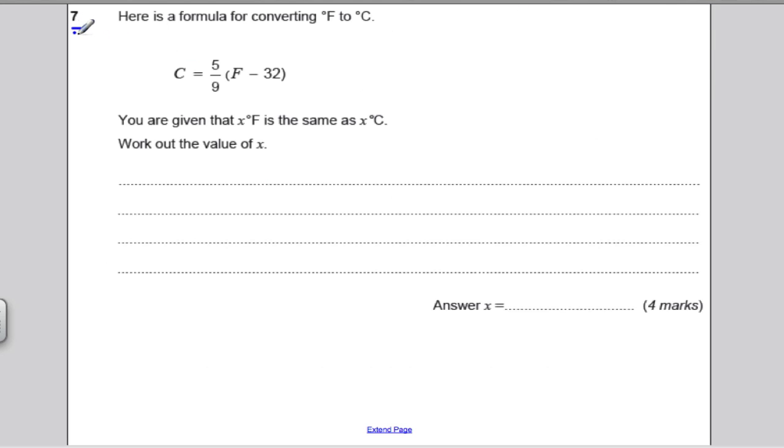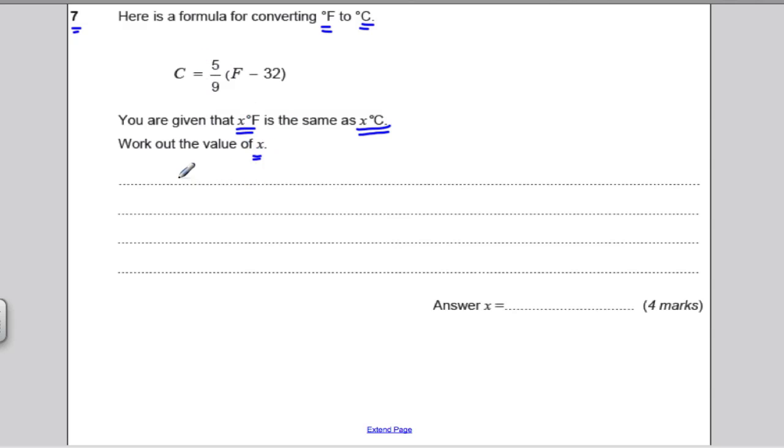Okay, question 7. Here is a formula for converting from Fahrenheit to centigrade. Centigrade is given by this formula. You are given that x Fahrenheit is the same as x centigrade. Work out the value of x. So if I put x in here, I have to work out the value of x.